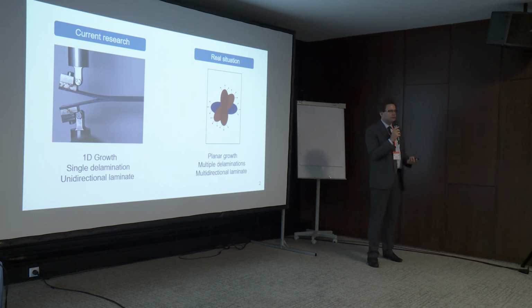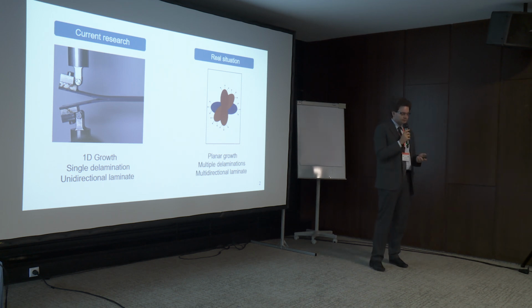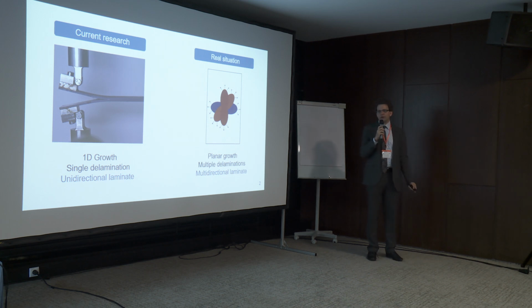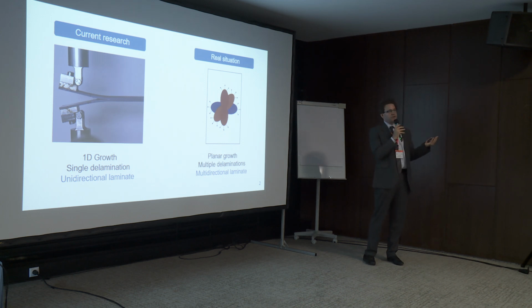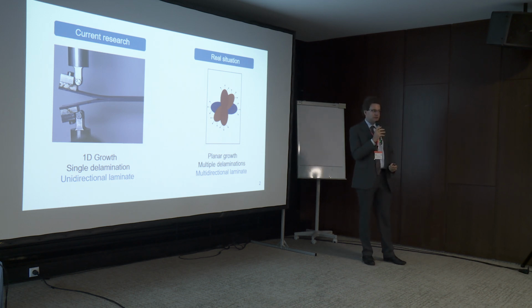However, as I pointed out also last time at VCF, there are quite some differences between the standardized tests and full-scale structures, and if we don't take those into account, we really need to ask, what can we actually learn? And today I want to focus on one point, which is that the standardized tests all use unidirectional laminates, where the delamination is in a plane between two plies with the same fiber orientation. Whereas in a full-scale structure, typically we have a multi-directional laminate, and we get delaminations precisely in interfaces between different fiber orientations.